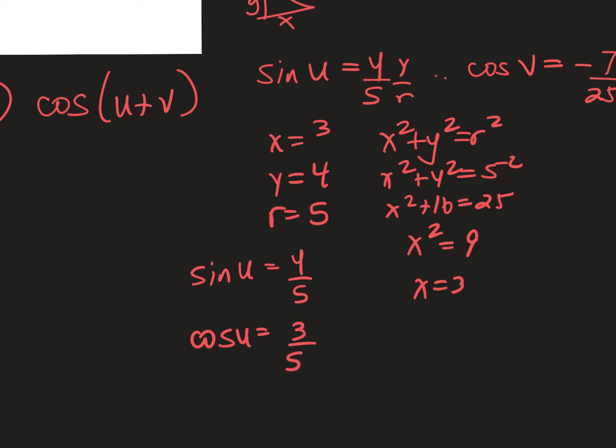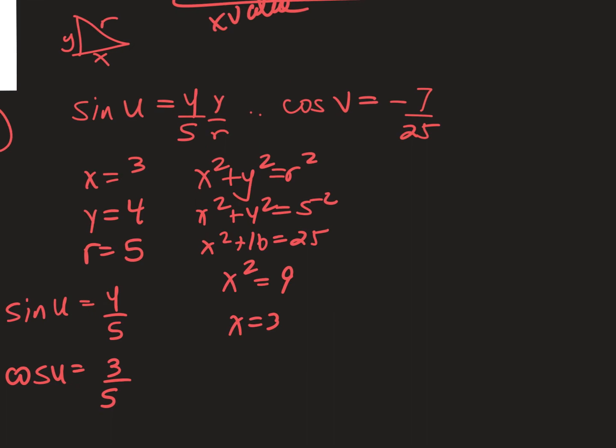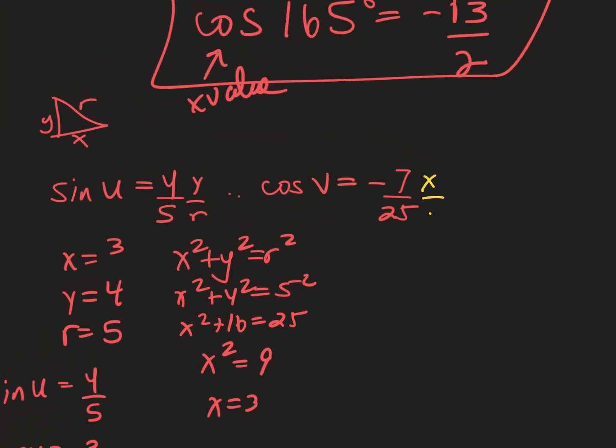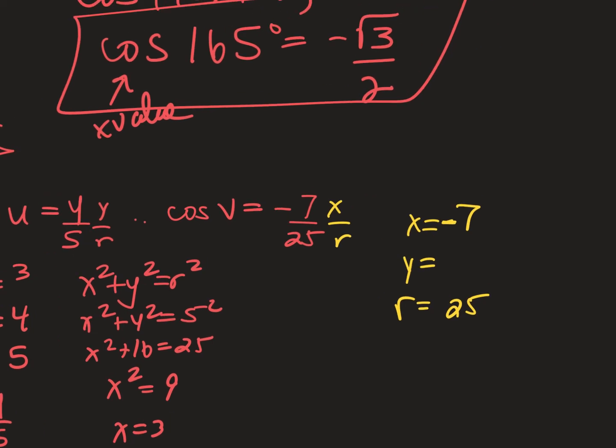So when I go over to triangle V, notice there's a minus sign, so we have to think about this for a second. What is cosine? What over what? It's x over r. So I have x value, y value, and r value. x is 7, and r is 25. Where does the negative sign go? With the 7, because r is always positive.